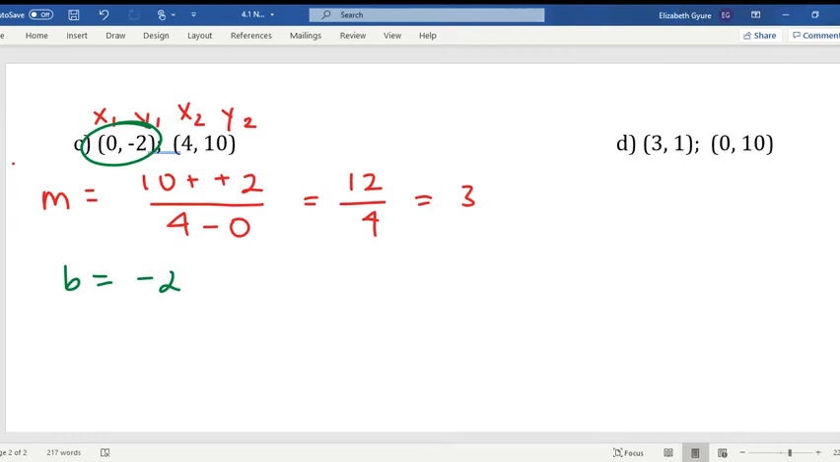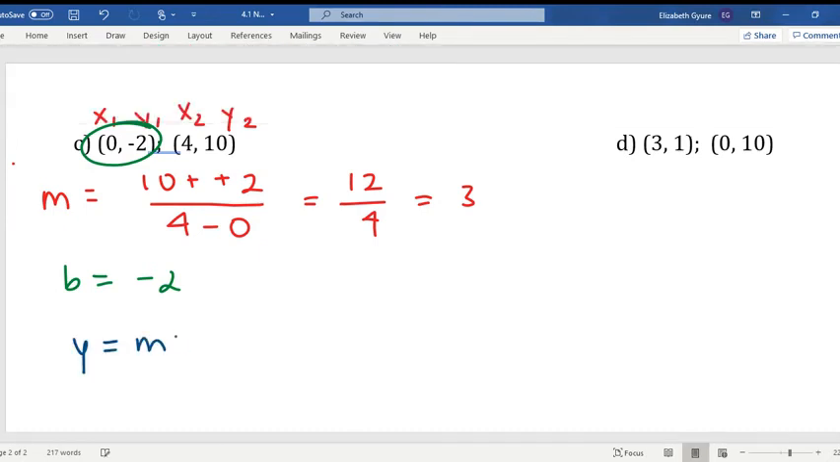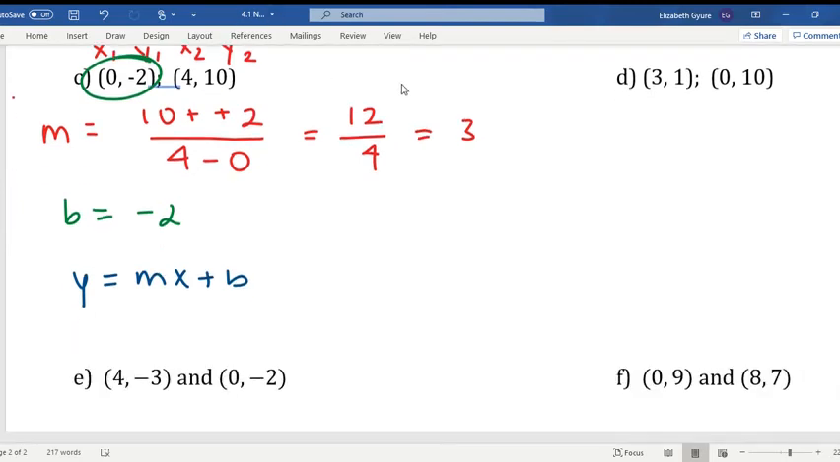Now I have my slope. I have my y-intercept. Is that enough information? Absolutely. So now if I have my y equals mx plus b, what do I plug in? Yeah, y equals 3x minus 2. Good.